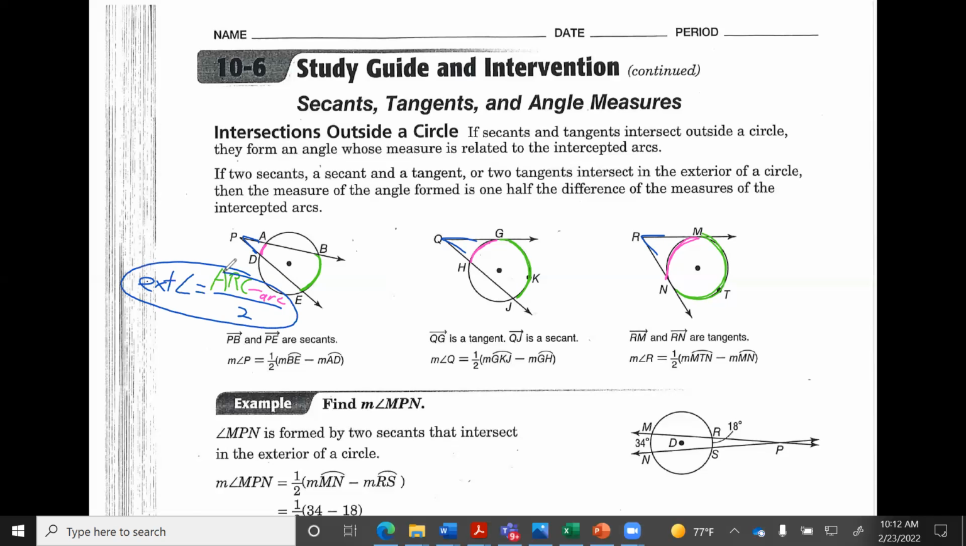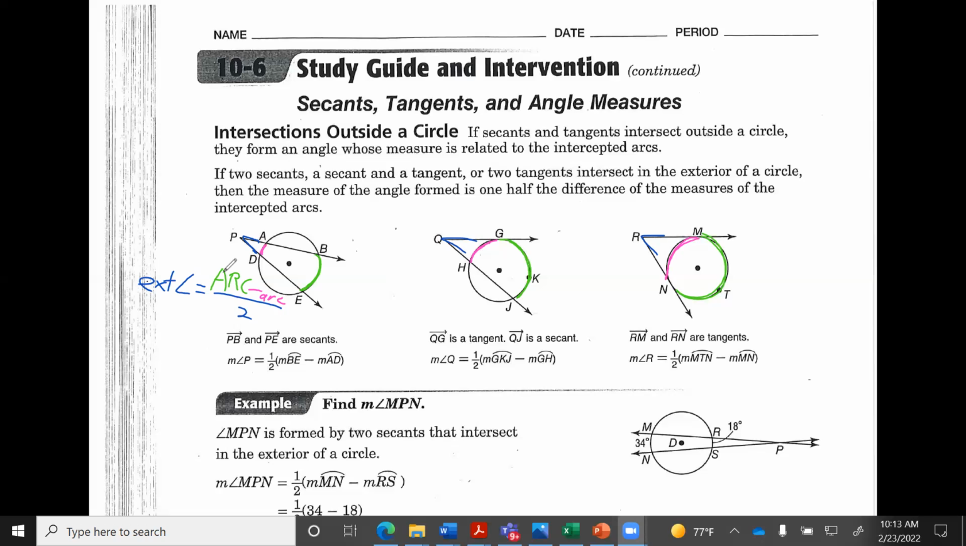All right. So if it's on the outside of the circle, exterior angle is equal to the big arc minus the little arc divided by 2. And we're talking about the 2 arcs that are being intercepted. So sometimes there's more than 2 arcs in the circle, but there's 2 that are being intercepted by the angle. Same thing here. You might have tangents, you might have secants, but you're always going to have 2 arcs.